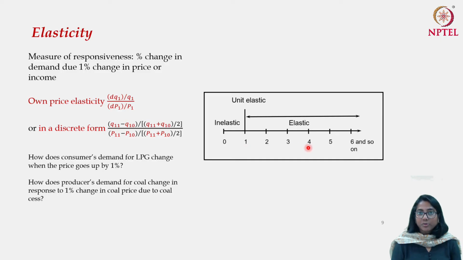If the value is more than 1, anyway we are talking about the absolute value of elasticity. That is why we are not going beyond 0, so we are not taking any minus sign. This will come with a minus sign, but what we are discussing here is the absolute value of elasticity. So as we move on from 1 to higher values of elasticity, we move on to the elastic demand region. So what is happening here? If the demand is elastic, then a 1% increase in price will lead to more than a 1% reduction in demand. So then you have an elastic demand curve.